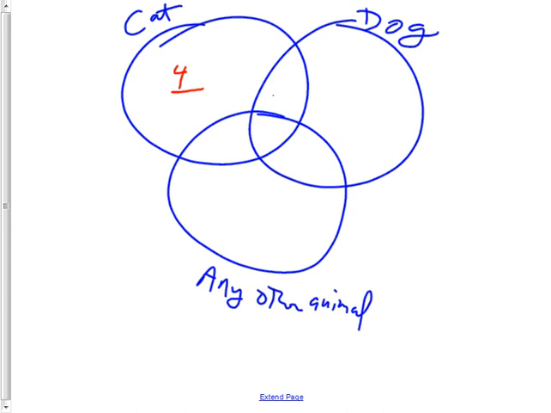Who is in this spot between with a cat and a dog, but not any other animal? 2 people. All right. Were you in the cat, or are you in the cat and dog? Okay. All right. Let's move to the other one, which is just dog. No other animal, just a dog. 1, 2, 3, 4, 5, 6, 7, 8, 9.